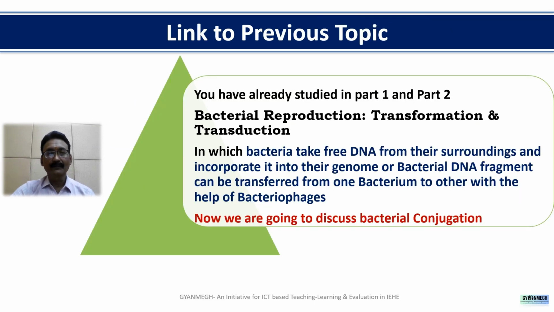Students, you have already studied in part 1 and part 2 the transformation and transduction mechanisms of bacterial reproduction. In transformation, bacteria take free DNA from their surroundings and incorporate it into their genome. In transduction, a bacterial DNA fragment is transferred from one bacterium to another with the help of bacteriophages. Now we are going to discuss bacterial conjugation.